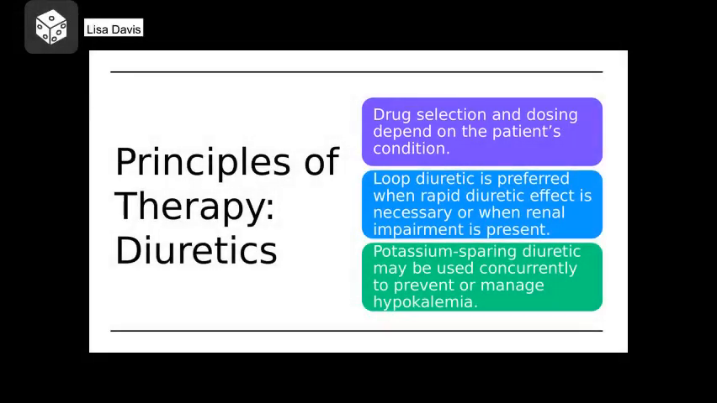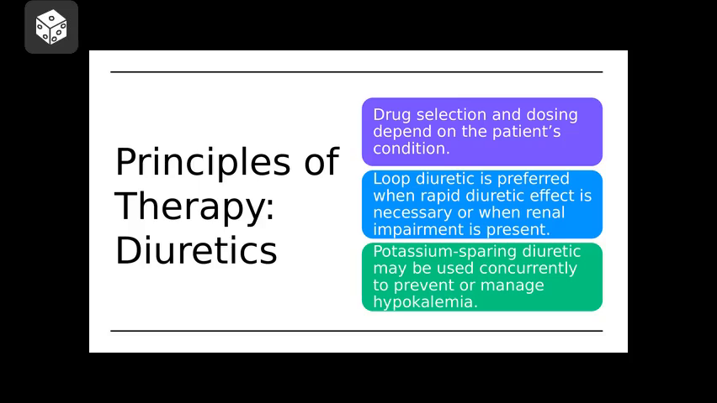There are a few important things to think about when you're choosing the diuretic for your patient. So first thing you want to think about is your patient's condition. Are they having an acute problem, or are we looking to manage a long-term chronic condition? Also, we want to look at what the cause of the fluid overload is.